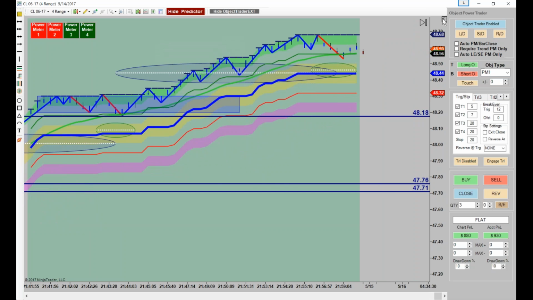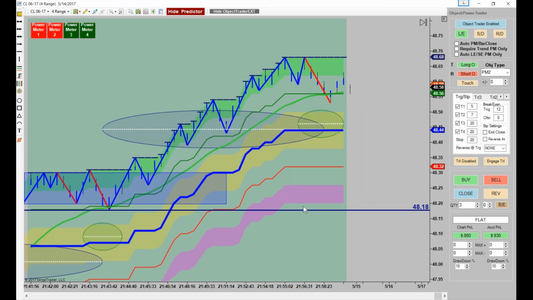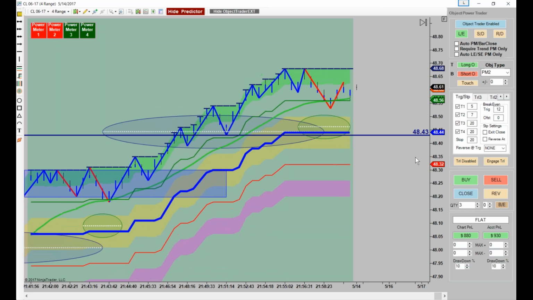But couldn't you be ready for this trade? Since we've got power meter 2 and 1 that are red, let's just go ahead and turn on our power meter 2 long. Okay, and what we're looking for, we don't want it to go any lower than this. This is our swing, high, low, higher high. This is what we call our micro swing. This is our secondary swing. And we're looking for a pullback into mid-band, right? Or into predictor. Okay, let's see if we get something.